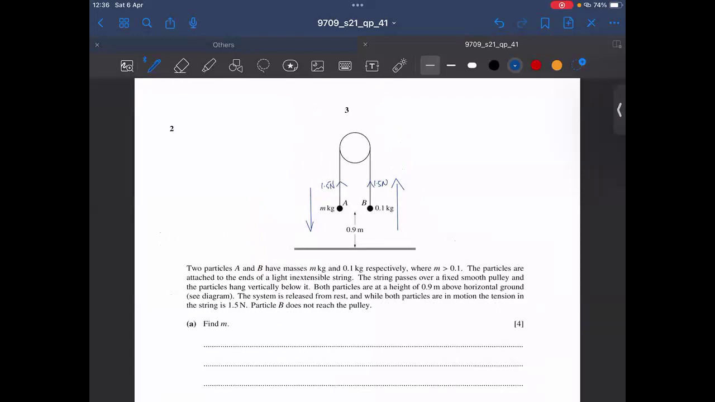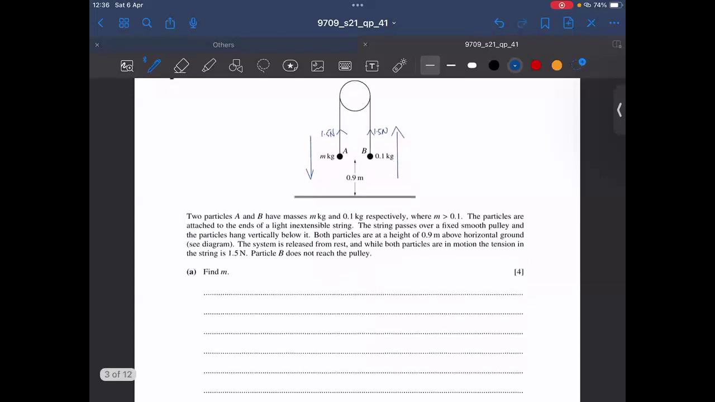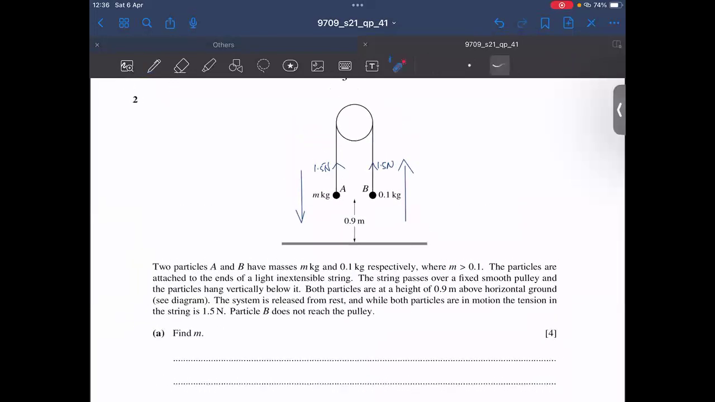Both particles are at a height of 0.9 meters. Particle B does not reach the pulley. Find M. Now, this is an example of connected particles. For connected particles, I always explain to the students, while we are learning about these kinds of particles, that they should consider each of these particles separately.